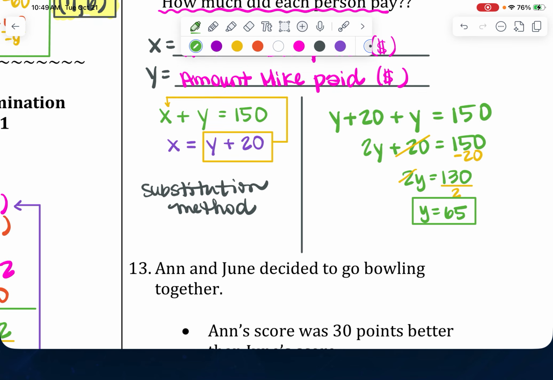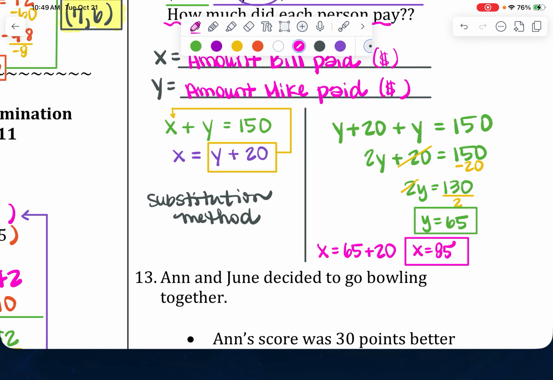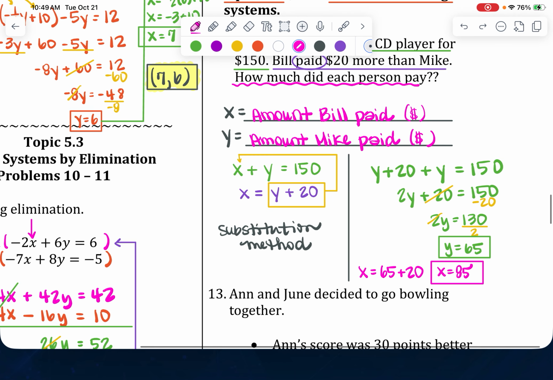All right. And then I need to solve for x. Well, I can go back to either equation. It doesn't matter. I'm going to go back to my x equals equation. So if x equals y plus 20, right, that's going to give me 85. And of course, I can just check the reasonableness of my answer, right? Did one guy pay $20 more than the other? Yeah, $85 is 20 more than 65. If I add 65 and 85 together, do I get $150? Yes, I do, right? I do want you to write your answers though in sentence form that's in context.